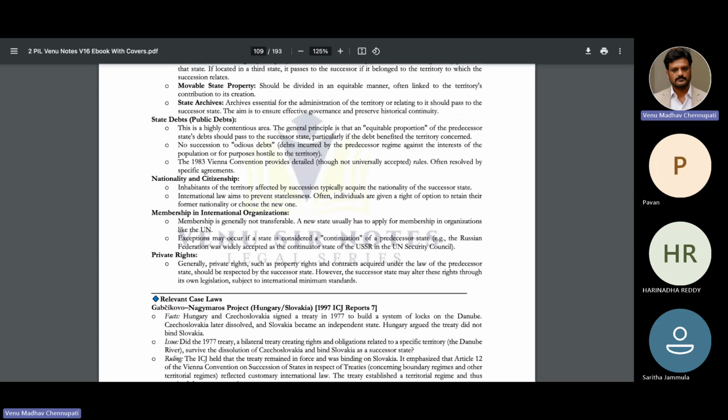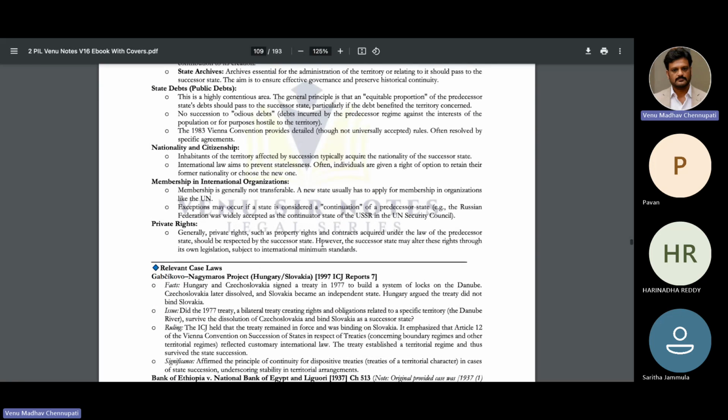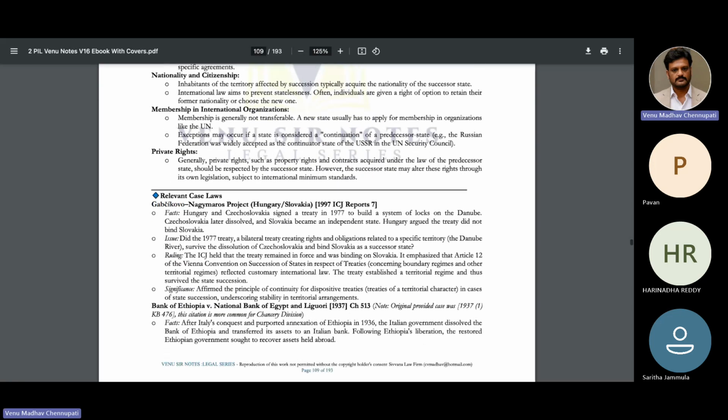And nationality and citizenship. The inhabitants of the territory affected by the succession typically acquire the nationality of the successor state. International law aims to prevent statelessness. Often, individuals are given a right of option to retain their former nationality or to choose a new one. So, membership in international organizations.